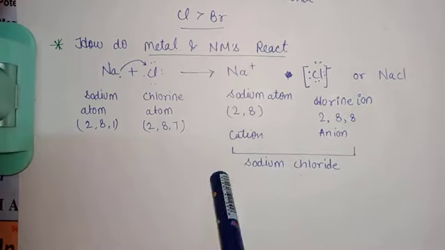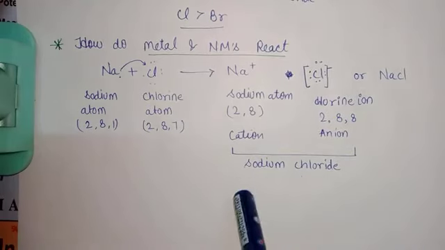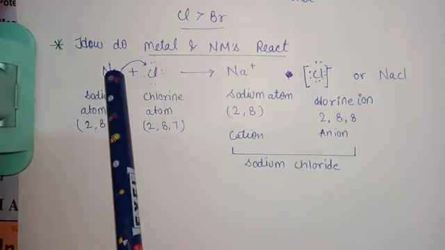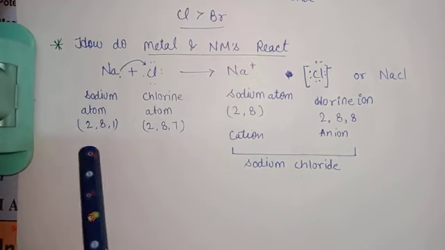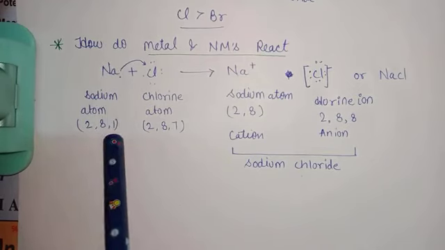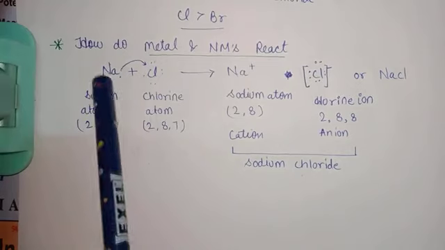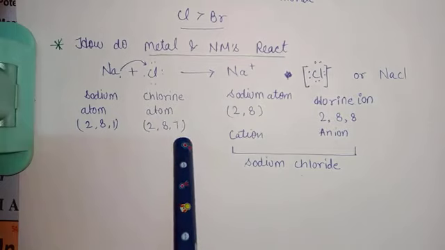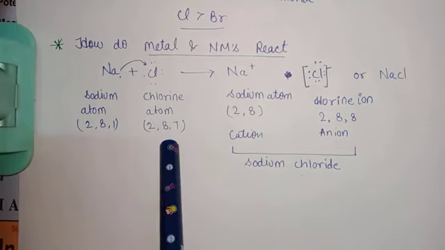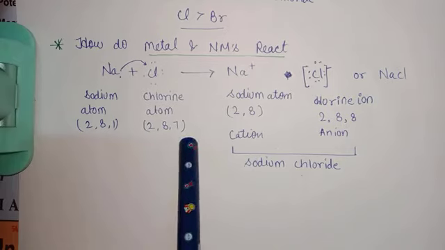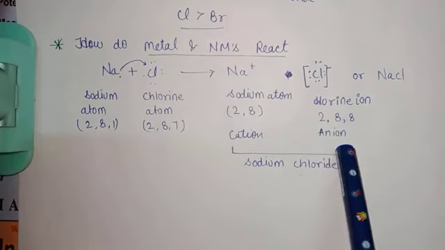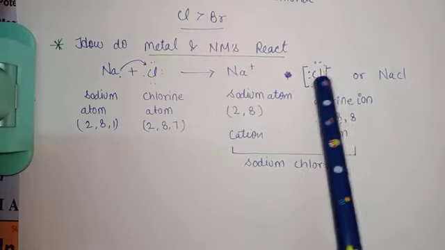How do metal and non-metal react? We have understood this with a very easy example. Again we'll repeat: the sodium atom 2,8,1 has one electron in its outermost shell. Sodium gives one electron to the chlorine because chlorine needs one electron to complete its outermost shell with its octet, 2,8,8. So chlorine gets an electron and makes a chloride ion with 2,8,8 and becomes an anion with a negative charge.